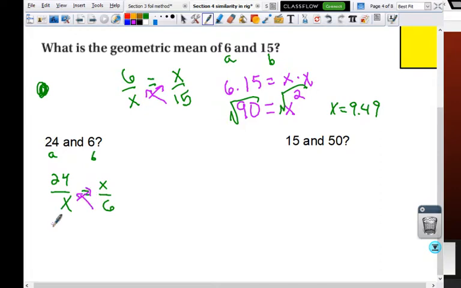We're going to cross multiply. I'm going to go 24 times 6 equals X times X. 24 times 6 is 144, and that's going to equal X squared. And then we have to square root it to get the X by itself.